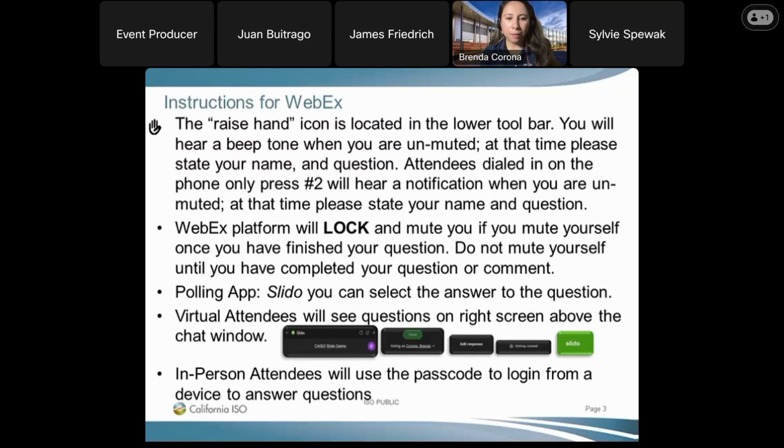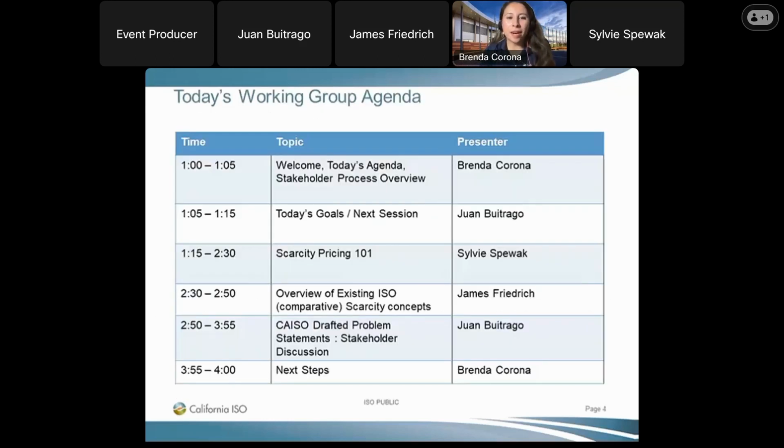And then just a reminder for today's agenda, as mentioned, we have Scarcity Pricing 101. And then before that, we have Juan who will be going over today's goals, but then he'll send it off to CV for the Scarcity Pricing 101. And then James will be providing an overview of existing ISO comparative scarcity pricing concepts. And then lastly, Juan will wrap us up with the CAISO drafted problem statements and stakeholder discussion.